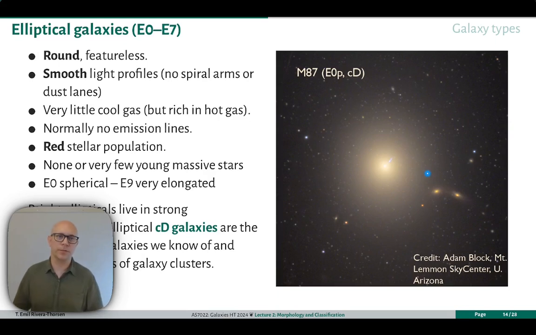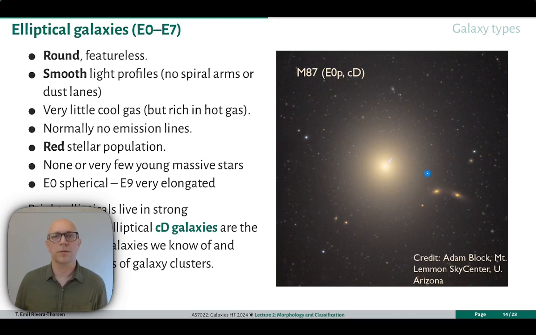So let's go through the different galaxy types. If we start with the elliptical galaxies, the E0 to E7, we see that these galaxies are round and smooth and largely featureless. They have very little to no spiral arms and very little dust lanes. We used to say no dust lanes. That is not actually true, but compared to spiral galaxies, the dust features are very faint, very weak.